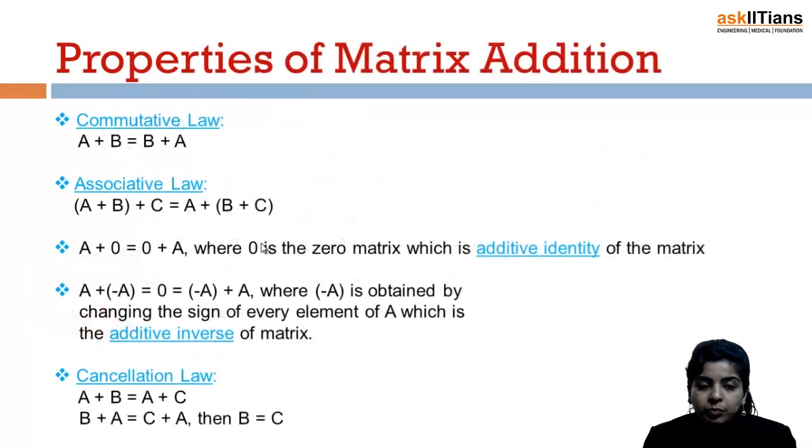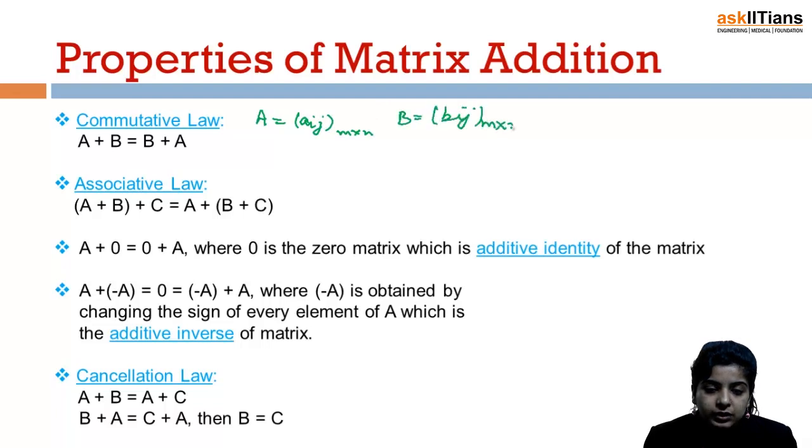Next we have some of the properties of matrix addition which are important. First of all, we have the commutative law. The commutative law says if A and B are matrices, and obviously they will be of the same order since we are talking about addition or subtraction, and B will also be Bij m cross n. If A and B are two matrices like this, then A plus B is B plus A. So whether you add A to B or you add B to A, the resultant would be the same in both cases. Second we have is the associative law.